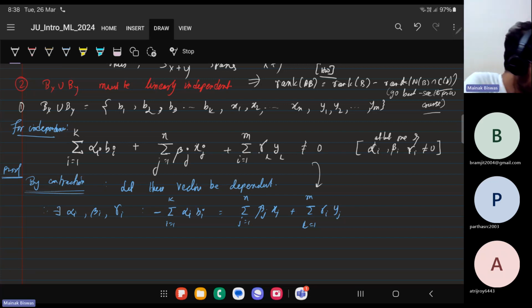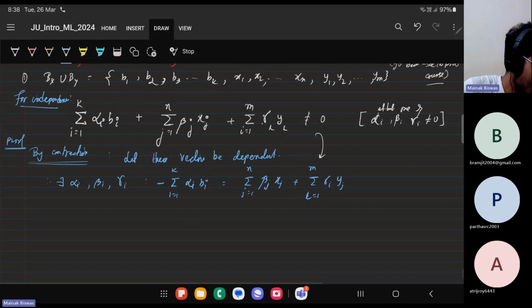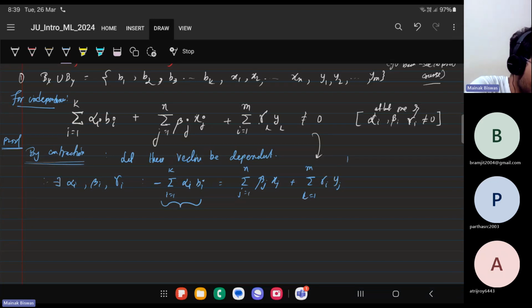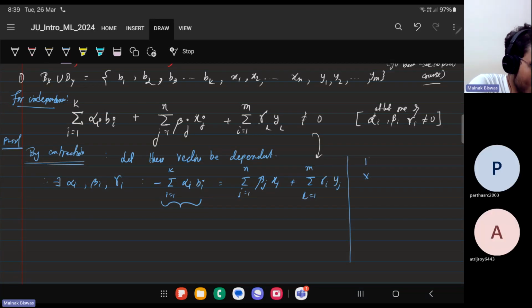Clear? Okay, I thought this is simple algebra. Now, how can I argue? So to which subspace does this belong? So you can do one thing. This is a homework.